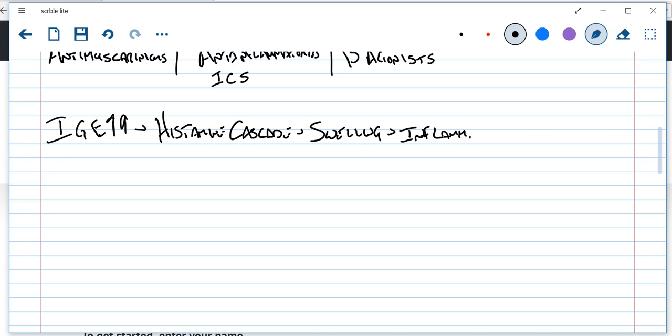So within the histamine cascade, what do we have? What gets mobilized when IgE starts to really spike? You're going to see a whole lot of basophils and mast cells.